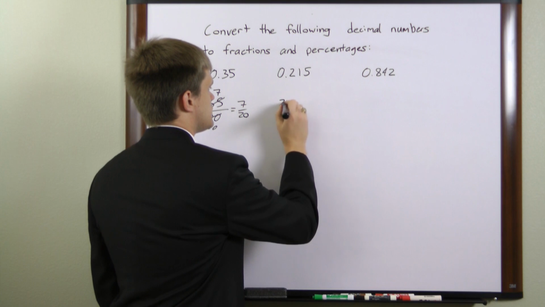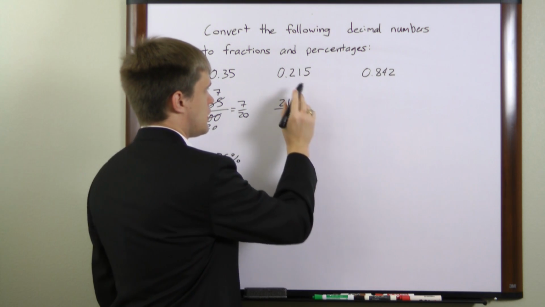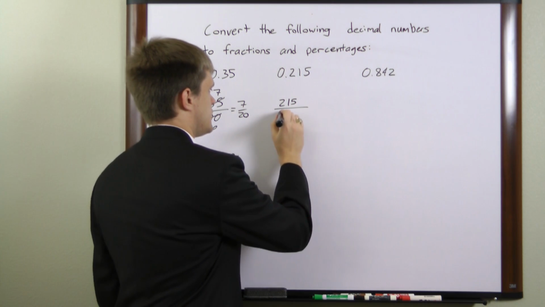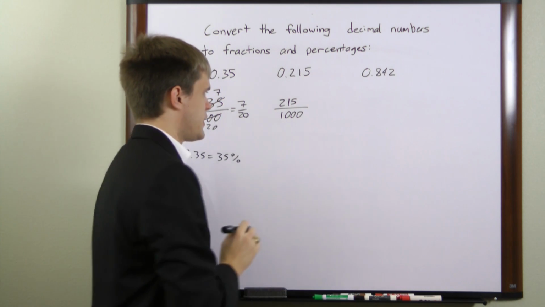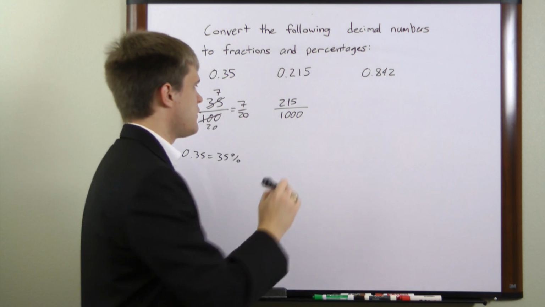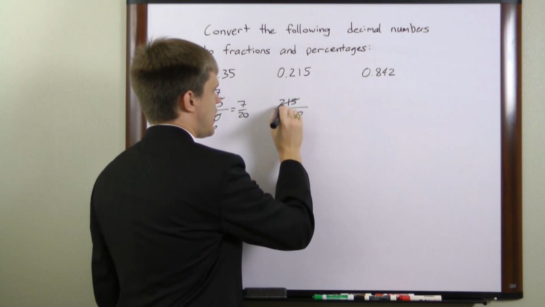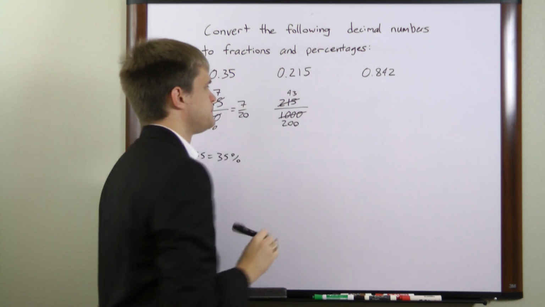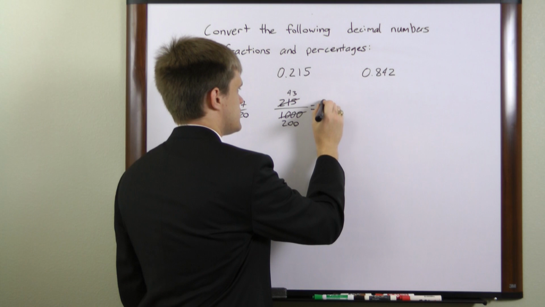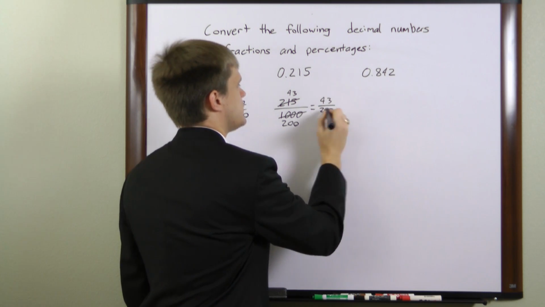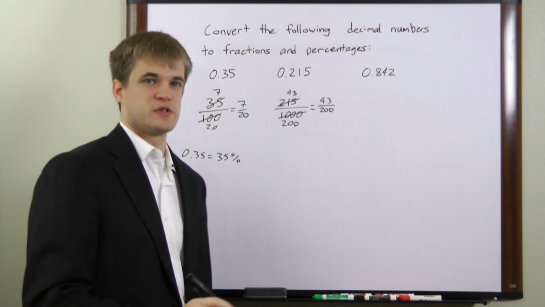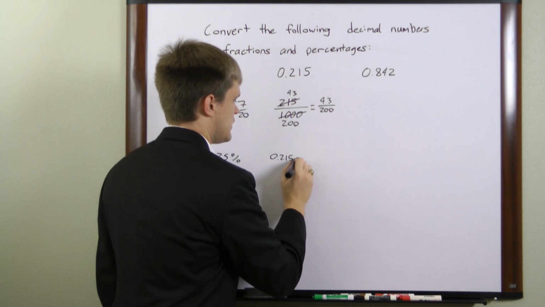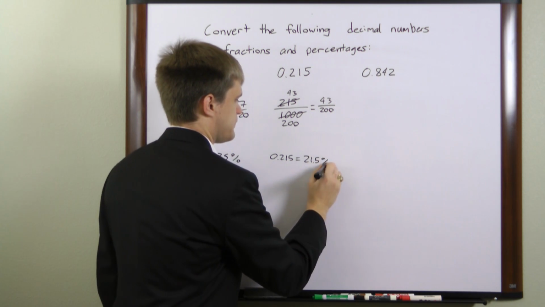In the second example, we have 0.215. Once again, we'll write 215 as our numerator. The rightmost digit is 3 places to the right of the decimal, so we will write 3 zeros in our denominator. 215 over 1,000. We can divide top and bottom by 5, so 215 over 5 is equal to 43, and 1,000 over 5 is equal to 200. So this fraction is the same as 43 over 200. To convert to a percentage, we can just move the decimal point 2 places to the right. So 0.215 is equal to 21.5%.